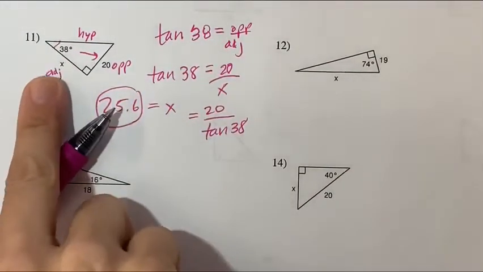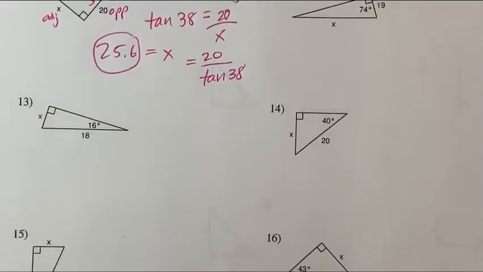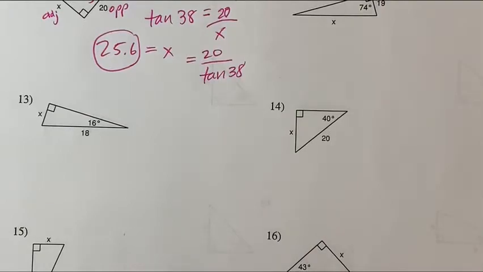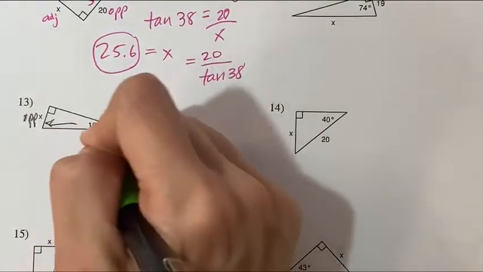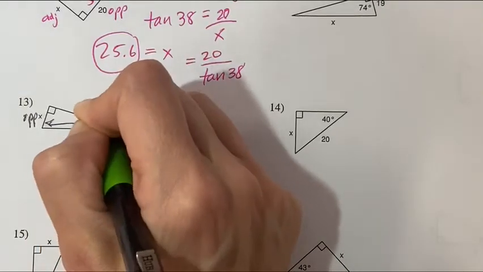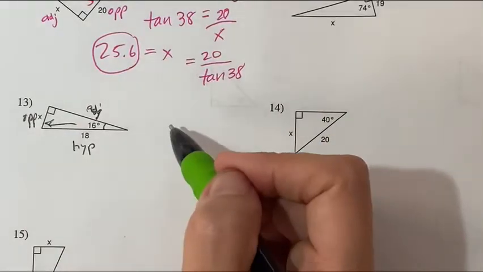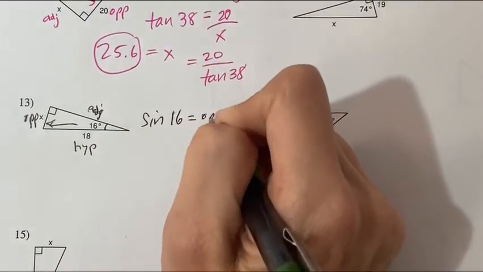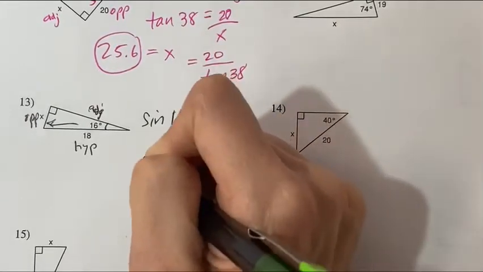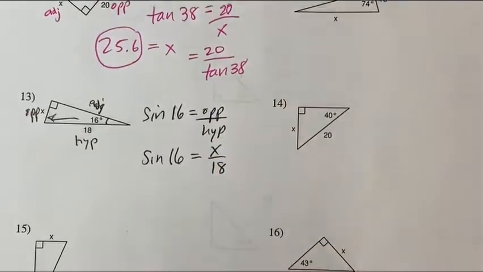Now, does that make sense? Yeah, that leg is a little longer than that leg. All right, so reference angle is 16. This would be opposite. This is hypotenuse. This is adjacent, so I need the function that doesn't need adjacent. So that would be sine. Sine of 16 is opposite over hypotenuse. So sine of 16 is x over 18.